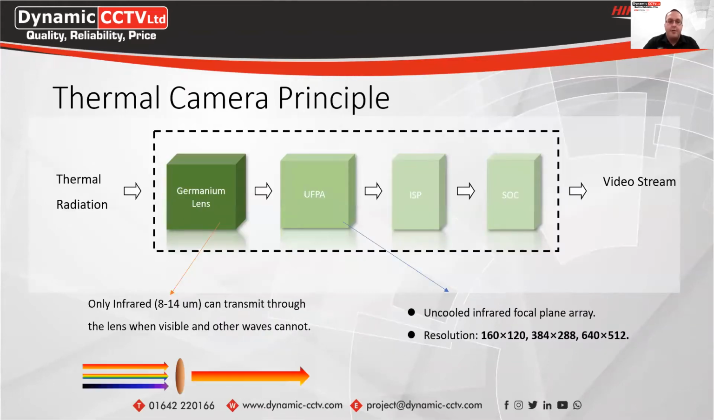So this is how the thermal camera does what it does. The thermal radiation from the object it's looking at hits the germanium lens on the front of the camera, which filters out all the visible light and only allows infrared light through. It then goes through the infrared focal plane array, which generates the thermal image through the ISP and the SoC, and then you get the video stream from the camera itself. And this is where the VCAs will come in, which we'll show later on.